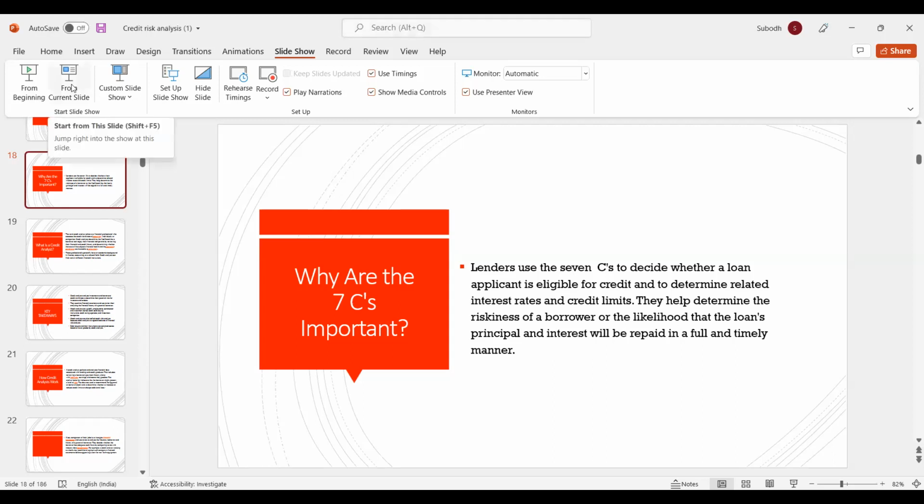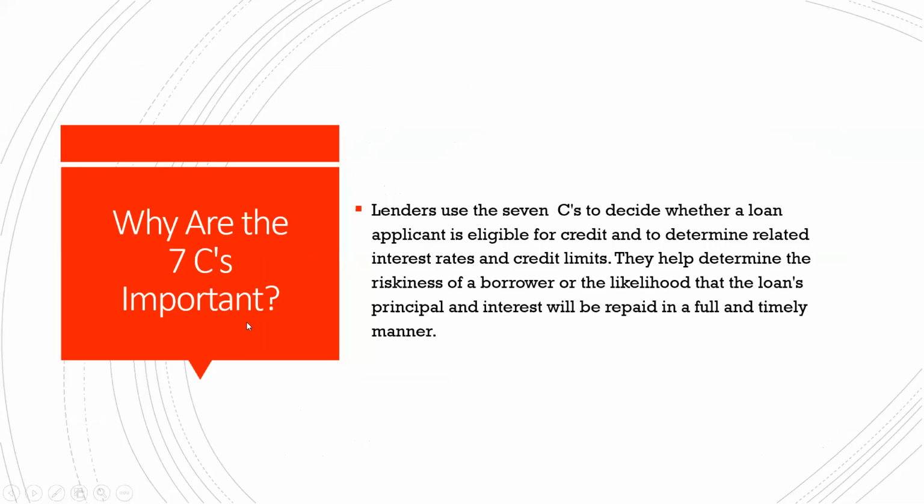We have covered all the seven C's in the last class, and let's see this last part as well: why are the seven C's important? If I talk about the importance of the seven C's, it gives the lender, the one who lends the money, some kind of surety about whether he should give money to the buyer, the borrower, or not.